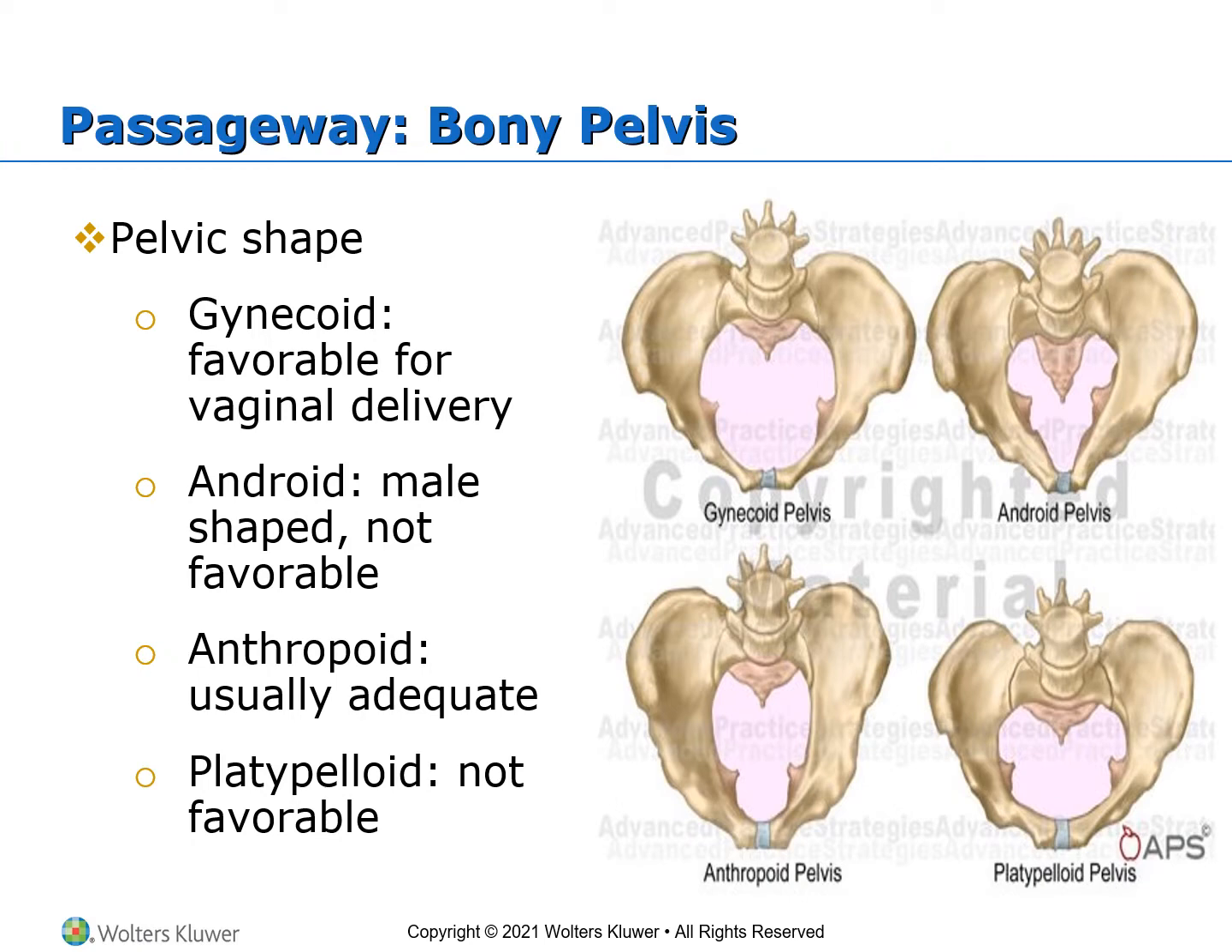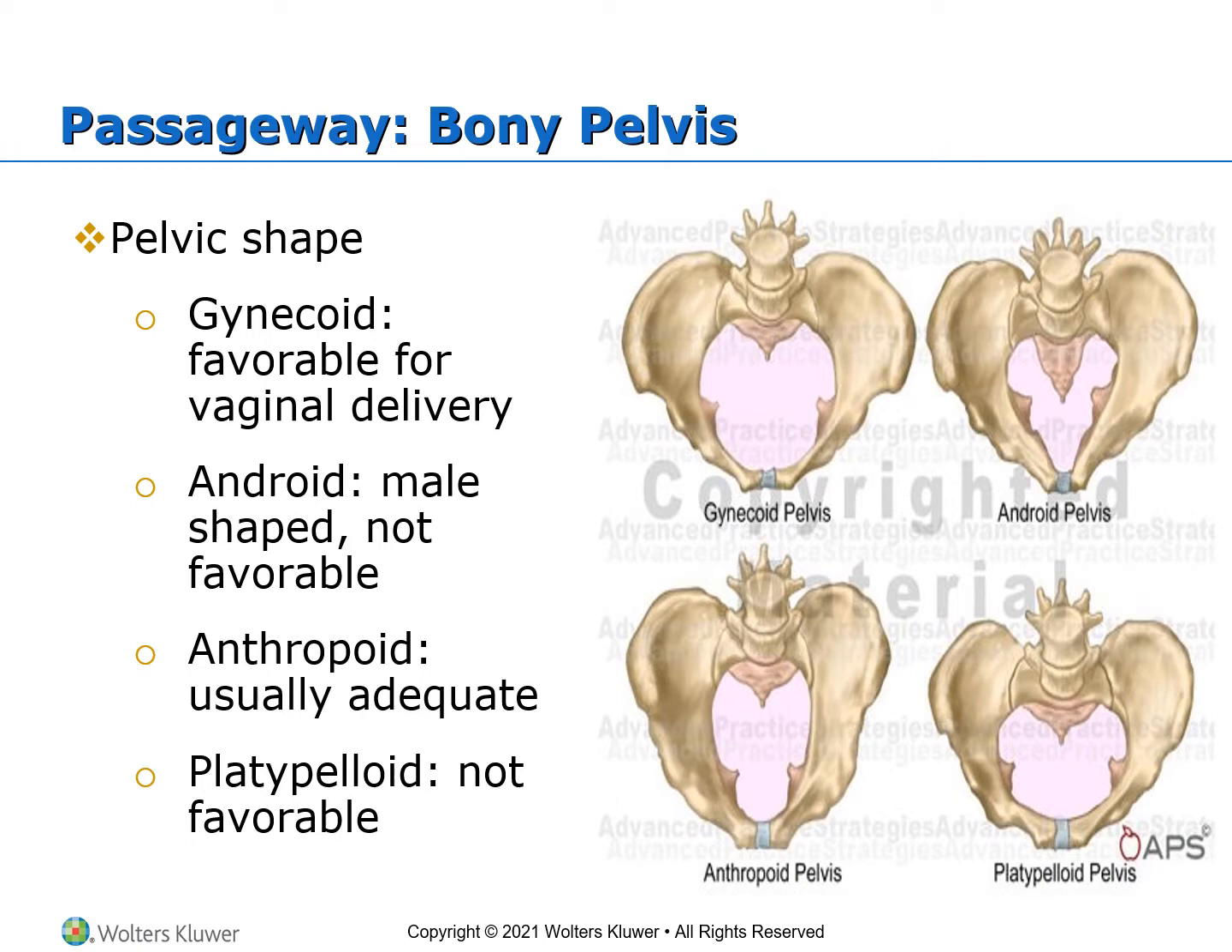Android is the male-shaped pelvis. It's heart-shaped. Basically, all the segments are reduced in the planes, so the descent of the occiput or the head is going to be slow. Also, it's going to have a hard time doing all the rotations that it's supposed to. It's kind of alien-shaped, I guess, and these usually end in a C-section.